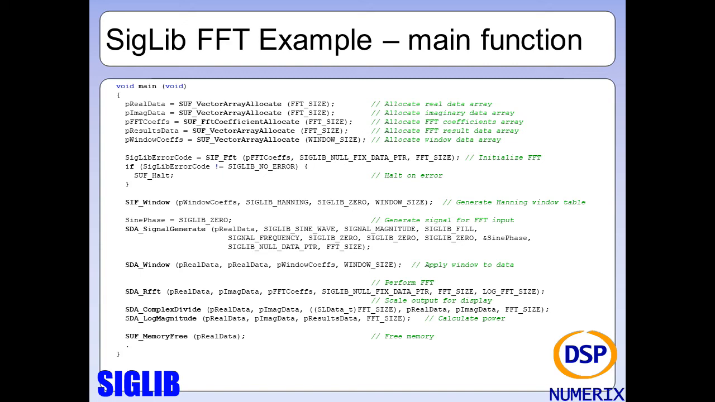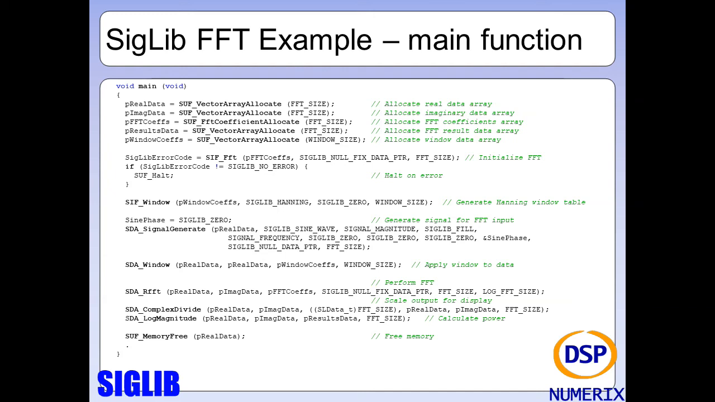Having initialized the FFT and the window, we now need to generate our sine wave signal. This is performed with the SDA, that's an array function, signal generate. We set the phase to 0, and then we call the SDA _signal generate function. We have our destination array, which is the pointer to the real data array. We have a parameter that's specifying a sine wave, the magnitude, and the fill mode.